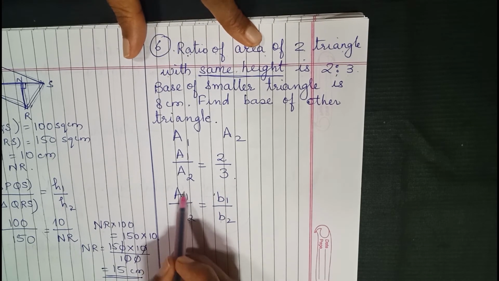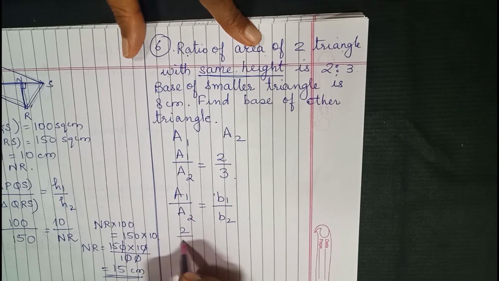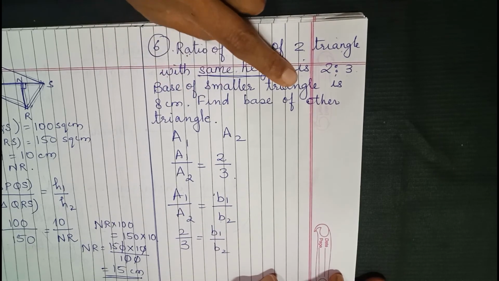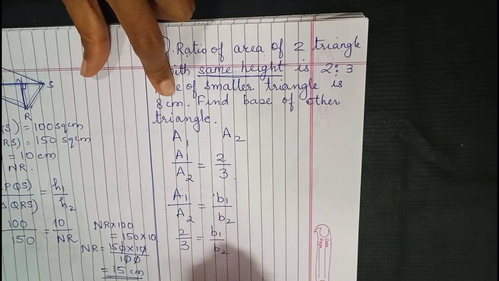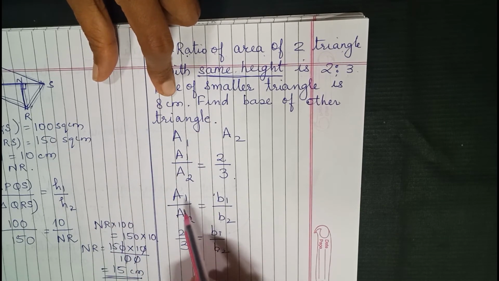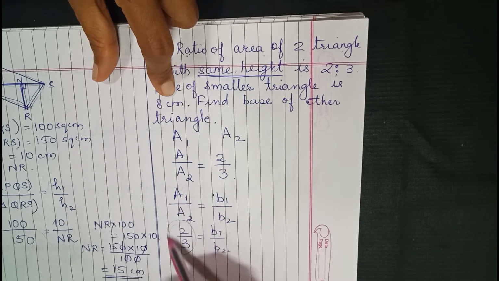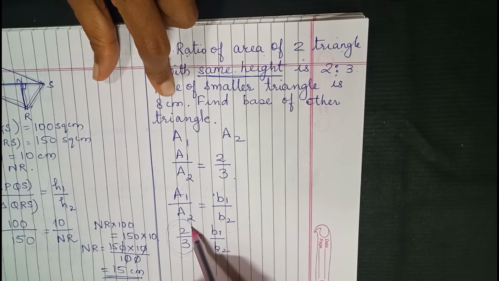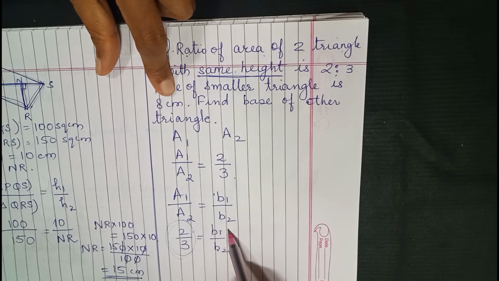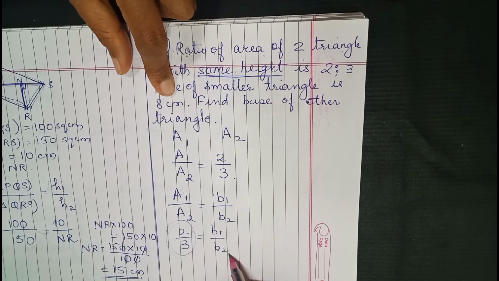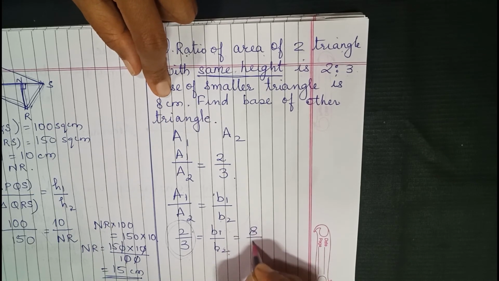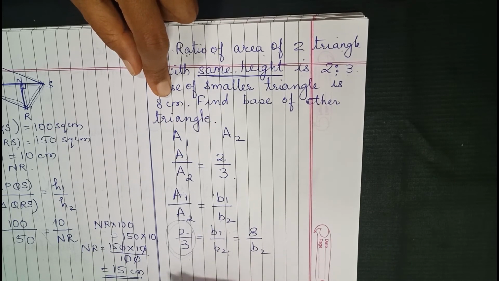So now in this formula, instead of A1 upon A2, I will be substituting 2 upon 3 is equal to B1 upon B2. Now, the base of the smaller triangle is given as 8 centimeters. That means one of the bases is given and we have to find the second base. Now which is the smaller triangle here, A1 or A2? We can decide using this ratio. 2 is smaller than 3. That means A1 is the smaller triangle and A2 is the bigger triangle. That means B1 belongs to the smaller triangle and B2 belongs to the bigger triangle. So this 8 centimeter is B1. So 8 upon B2.